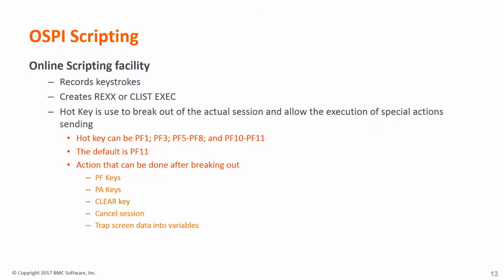The online scripting facility records the keystrokes that you use in a session, and it generates either a REXX or a CLIST exec. You do need to specify a hotkey to break out of the session. Typically, that is the PF11 key, but you can assign it to a different key if it causes a conflict with the application itself. Now, after you do the breakout using the PF11 key or the alternative key you may have assigned, you can use any of your PF keys, PA keys, clear, control type functions to take actions outside of the session.